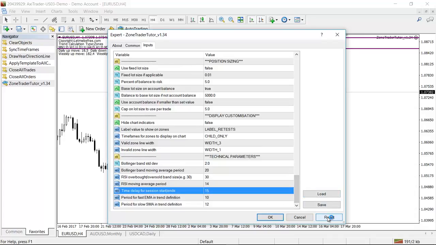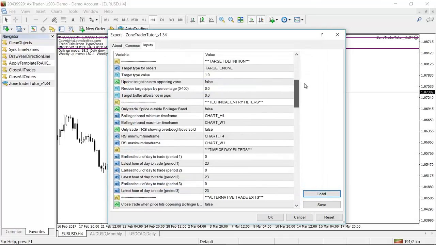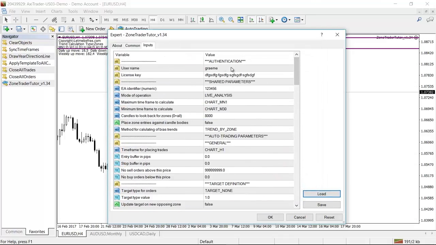I'll reset this to its default. What I'll do is load in my no filters, which gives us everything back to default, but with my username and my license key. There's a couple notes here. Mode of operation, live analysis. So we're not doing trading.